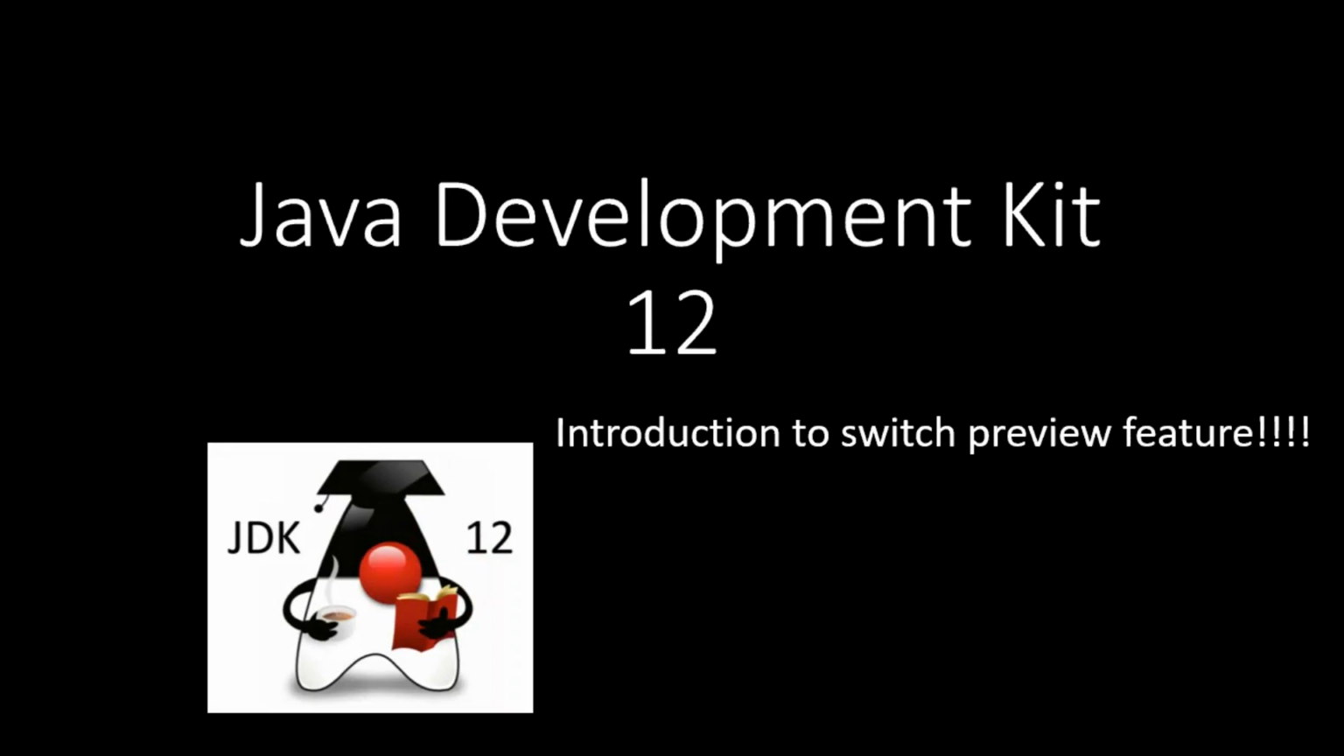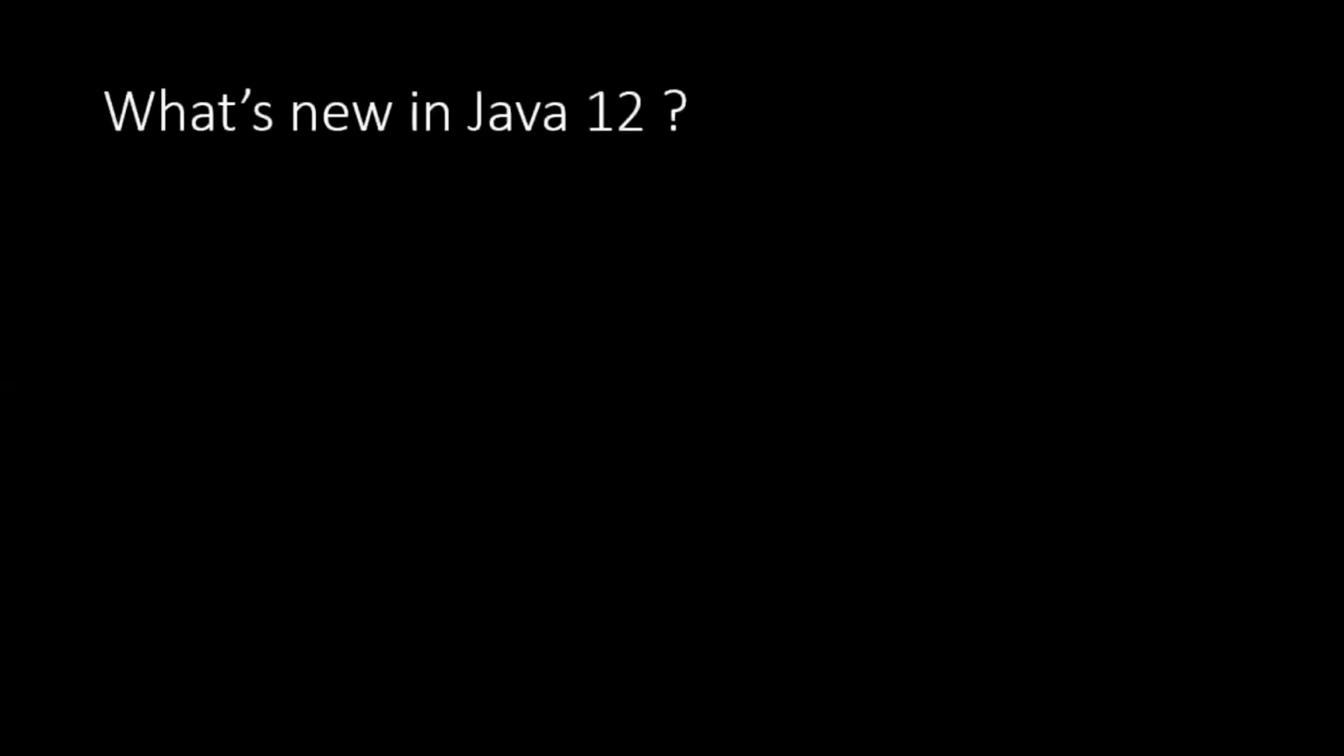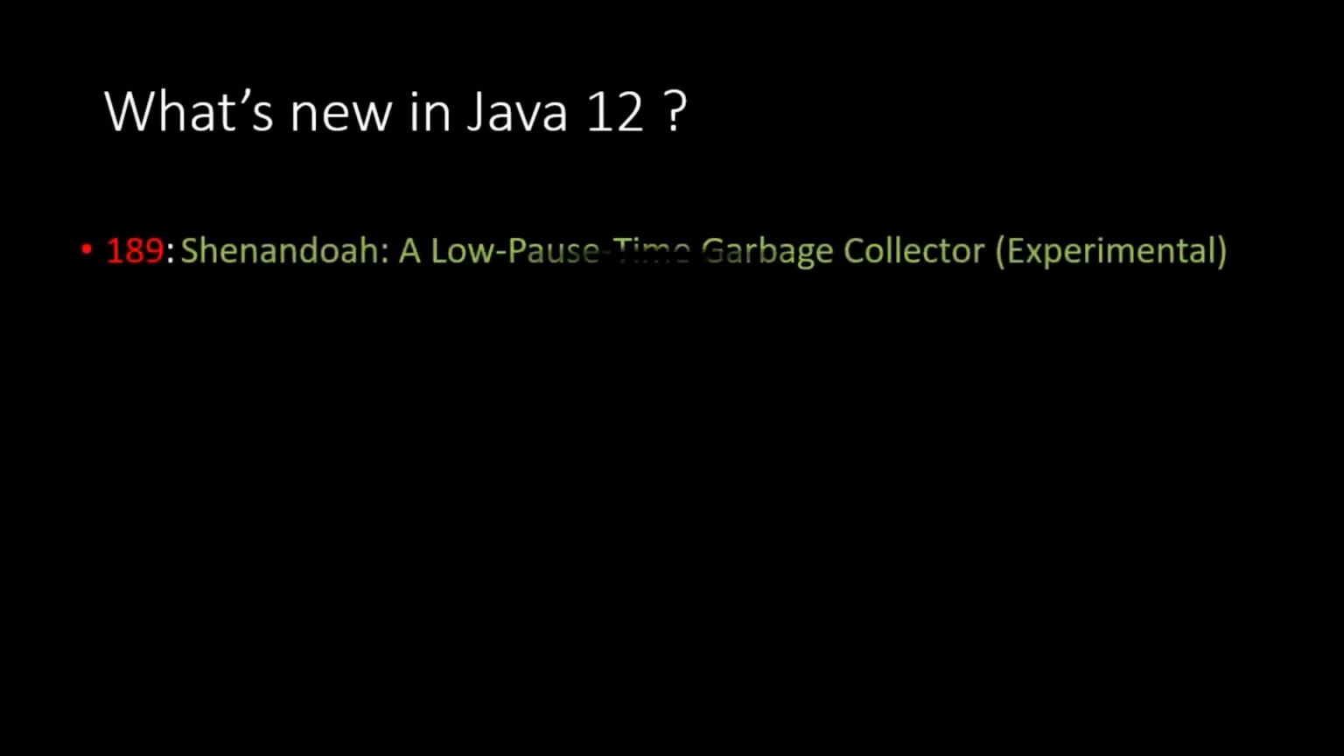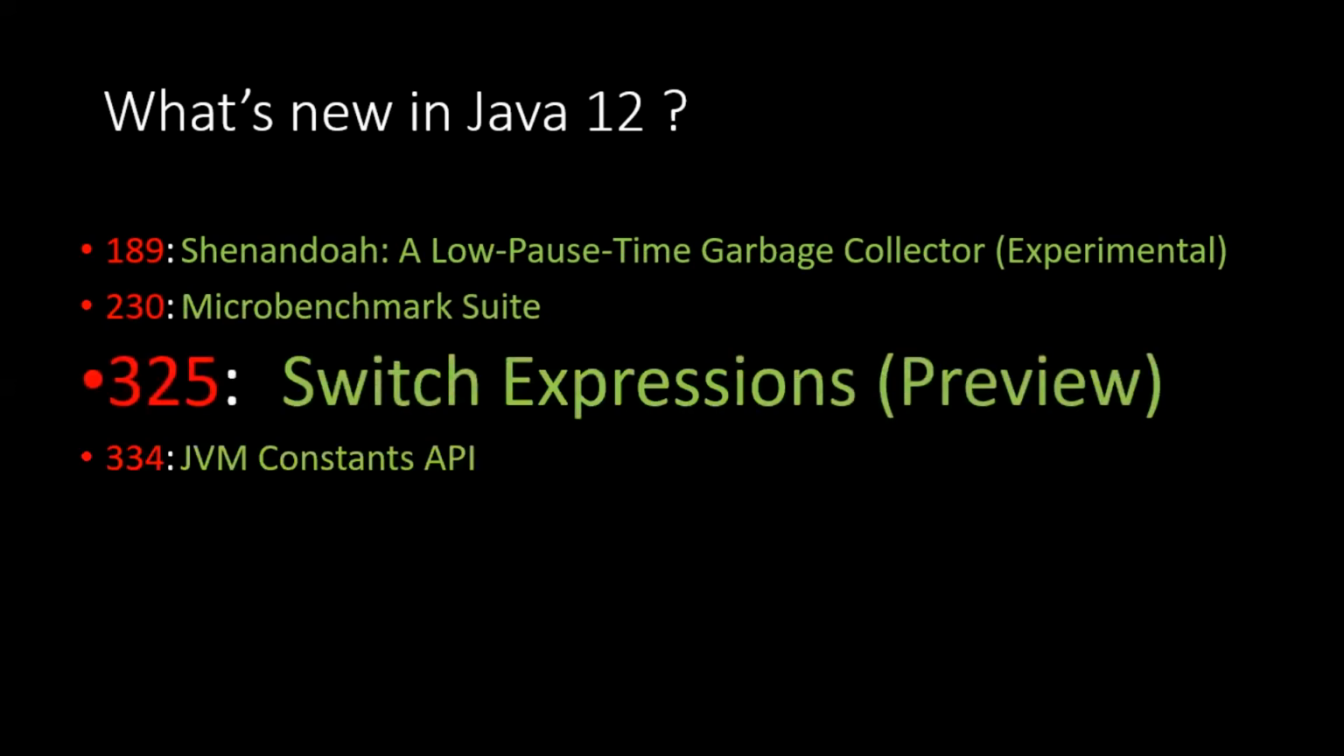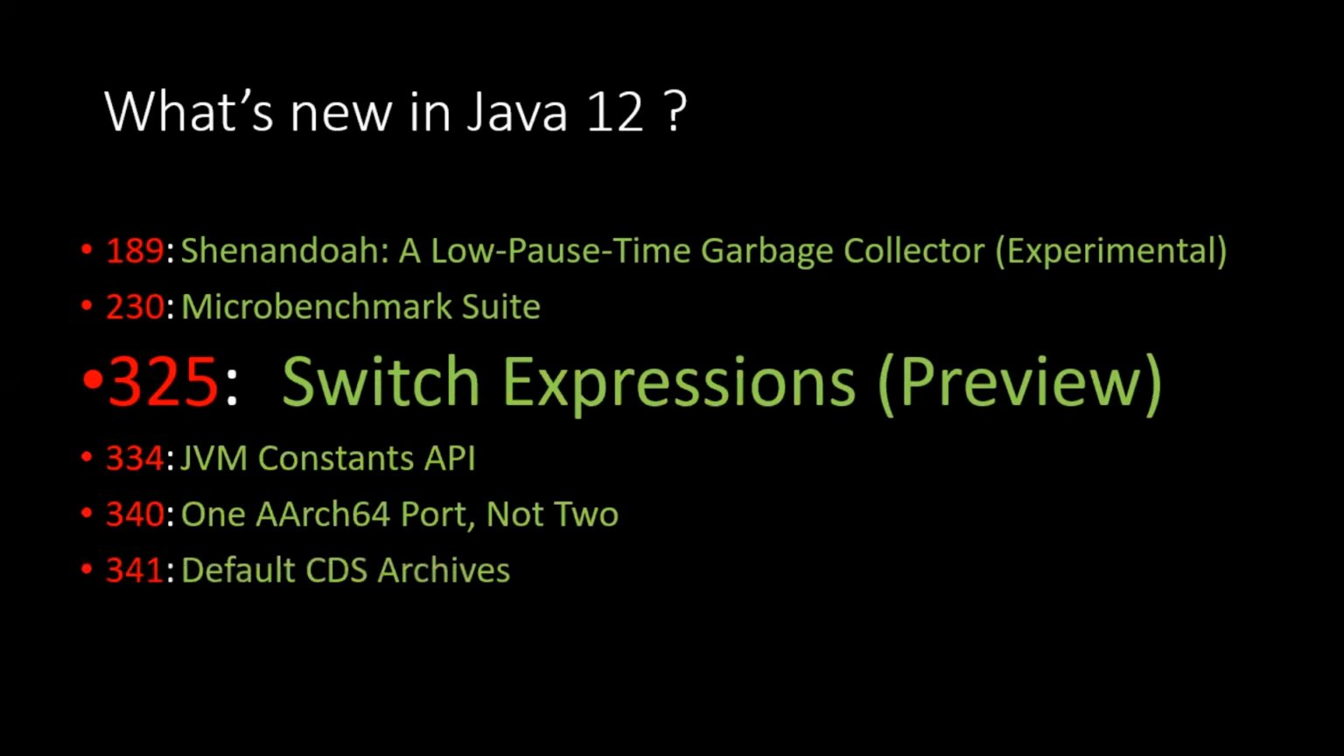In this video, I'm going to demonstrate how we can use the switch preview feature that is available in OpenJDK 12. What's new in Java 12? As you're aware, OpenJDK 12 has introduced many features like the Shenandoah algorithm, Microbenchmark Suite, and many others. Among these, one important feature that they have released is switch expressions. It's a preview feature. So in this video, I'm going to show you how we can use switch expressions.